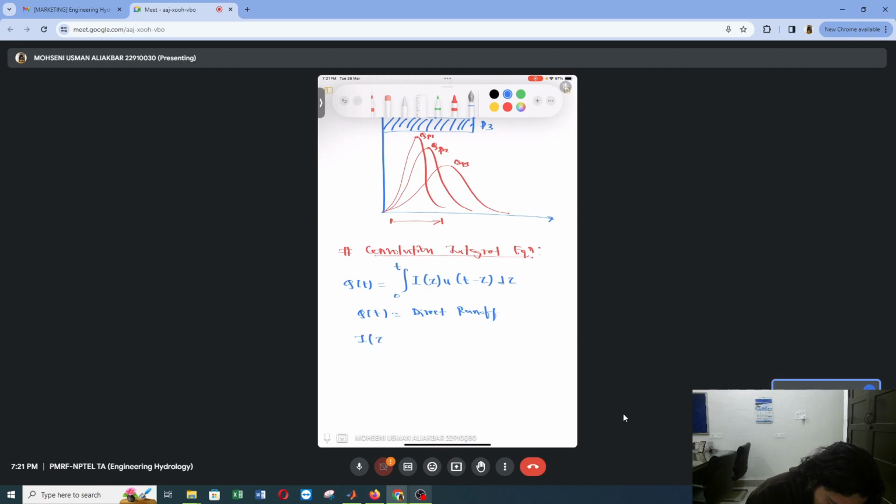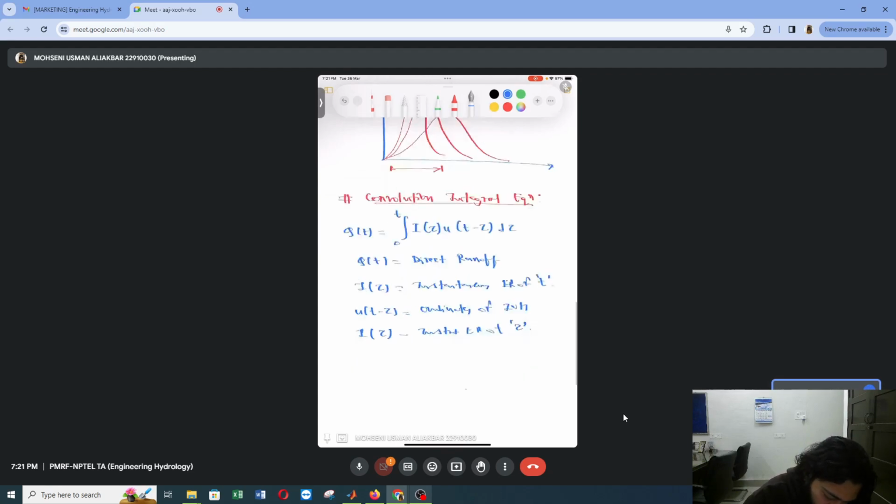I of tau is nothing but the instantaneous effective rainfall of t duration, right? Then u of t minus tau is nothing but the ordinate of the instantaneous unit hydrograph at time tau, and I of tau is nothing but the instantaneous ER of tau duration, right? So we have explained what the terms in the convolution are.